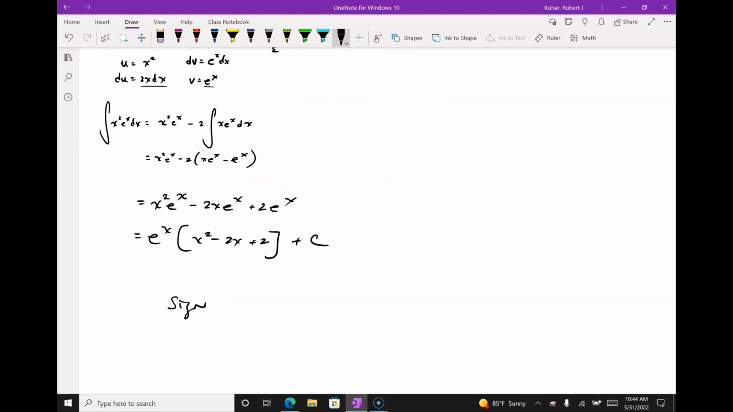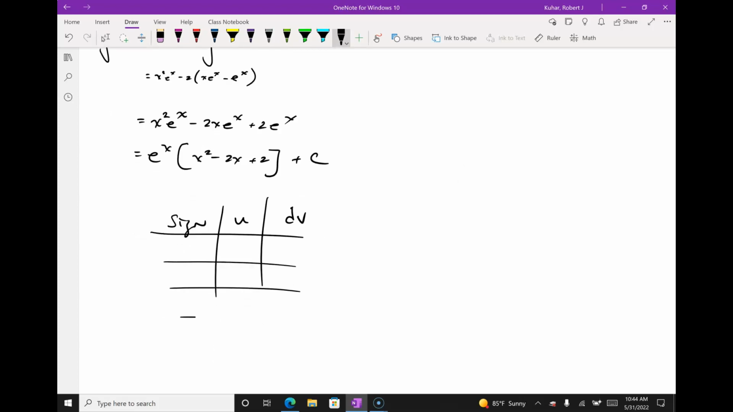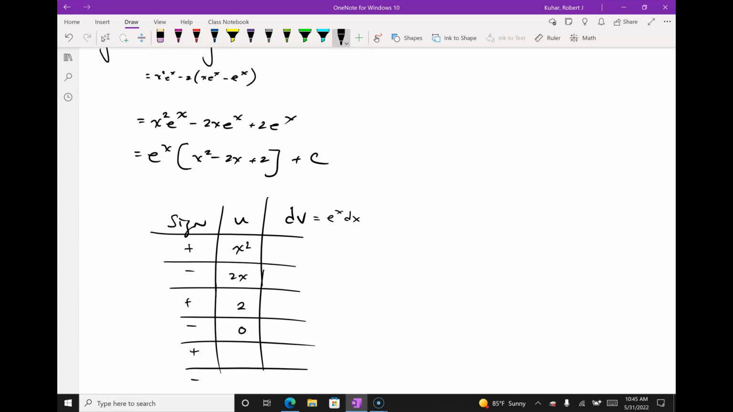So sine, u, dv. Plus, minus, plus, minus, plus, minus, right? Alternate the signs, always starting with the positive. U is x squared, then 2x, then 2, then 0. Double check me there, please. dv was e to the x dx, right? But we want v. We want to integrate, integrate, integrate, integrate. And that's just e to the x every time.